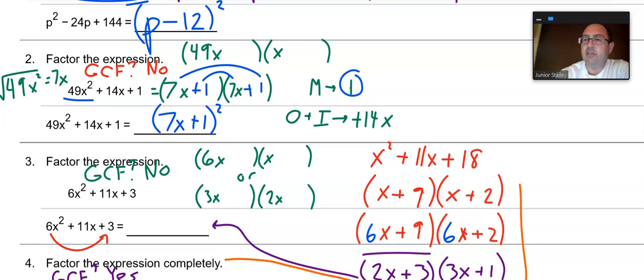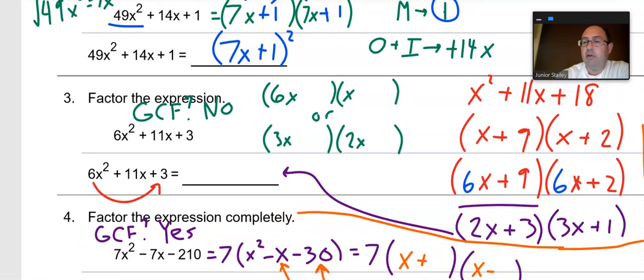You want to say it like that, quantity squared, especially at a party. People will make fun of you otherwise.